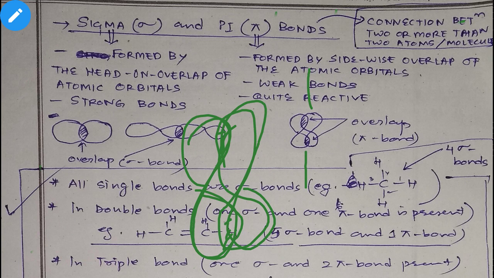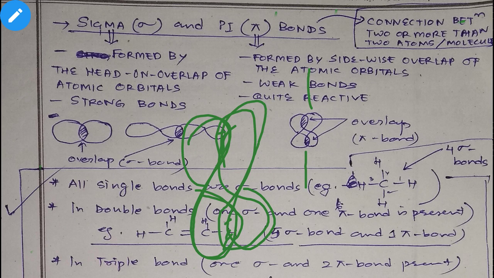Like iron: when you keep it in moisture in the open, what happens? We say it gets rusted. Why does iron rust? Because iron is not so stable, it is reactive, it reacts with air. Why does it react? Because there is some logic, right?